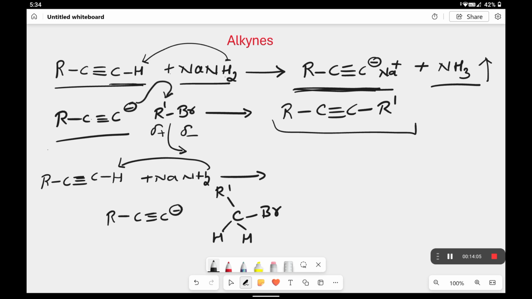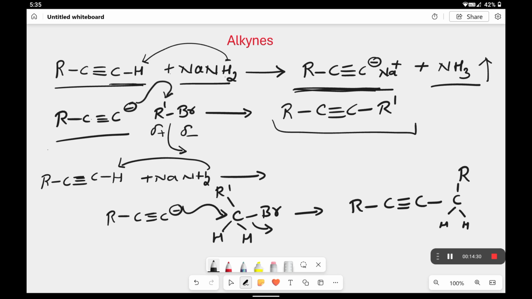Yes. Okay, then it forms the carbanion, which can attach to this carbon atom, and this bromide ion is going to eliminate, and this leads to the product, the compound R dash, hydrogen. Okay, so in this case we can easily explain the stereochemistry of this one.